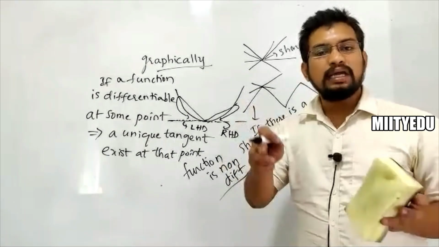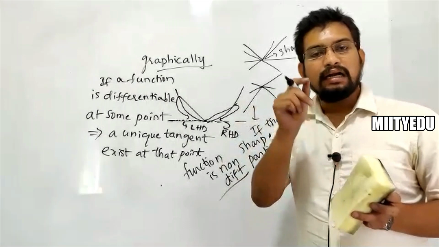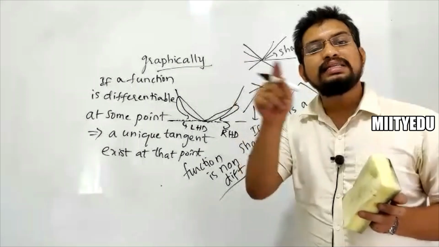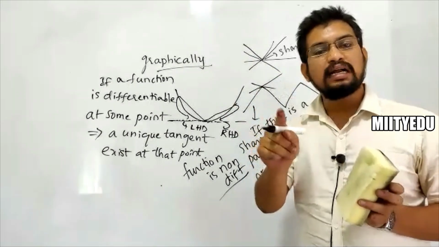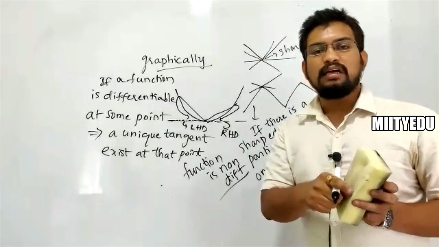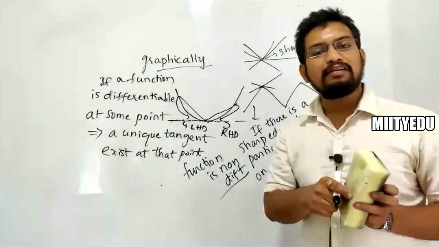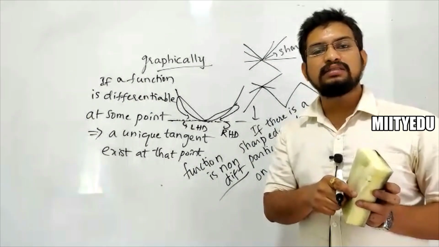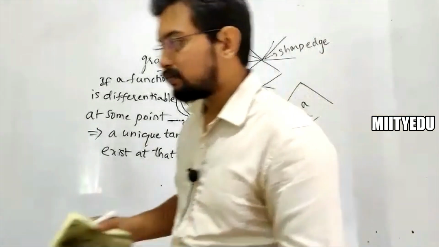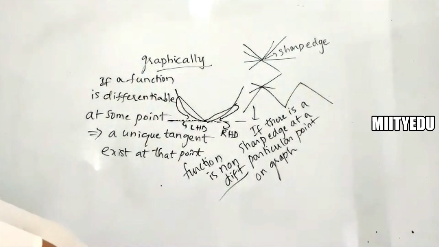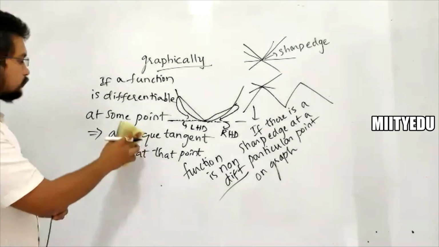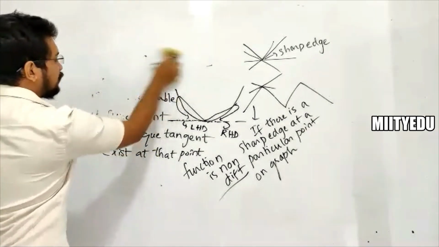And graphically speaking, the function should be continuous. And provided that the function is continuous, there should not be any sharp edges. If there are sharp edges in that graph, at that sharp edge, that function is non-differentiable. What's the reason? The reason is that a unique tangent cannot exist at that point. So a function cannot be differentiable at such a point. Hope this is clear. So these are the three things which you have to remember.